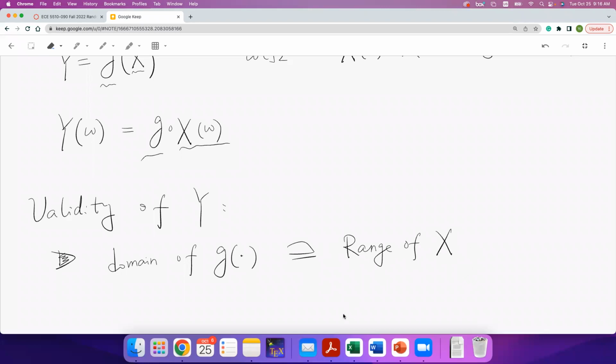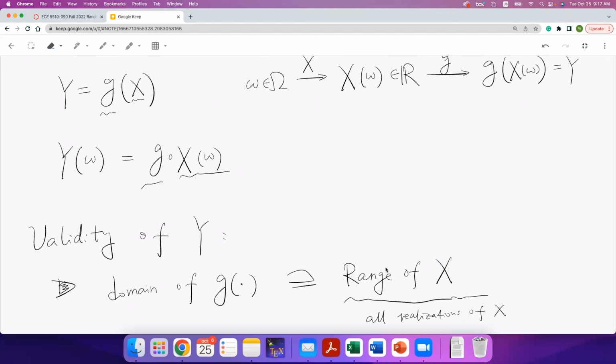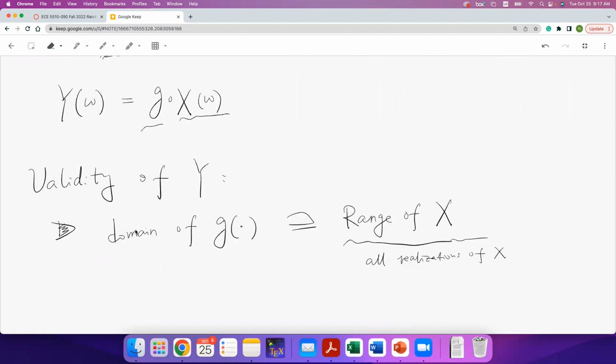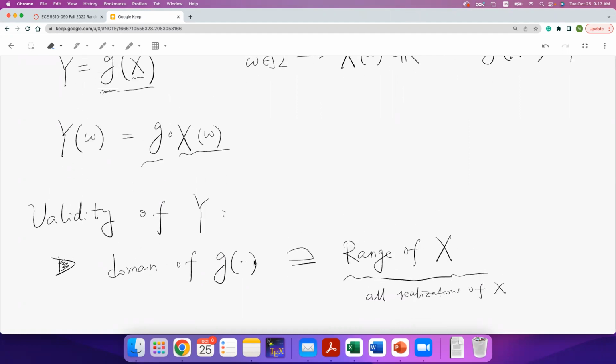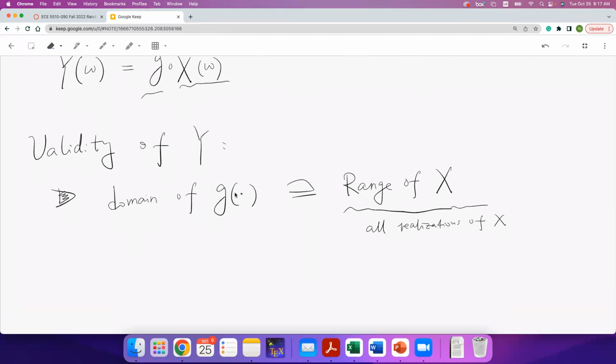The range of the random variable is basically all the possible realizations of the random variable. The reason is very simple, because otherwise, if a certain realization of the random variable falls out of the domain of g, then we cannot write g of x. This is not allowed for that particular realization. So at least we need to make sure the input domain of g must include the output range of the random variable x.